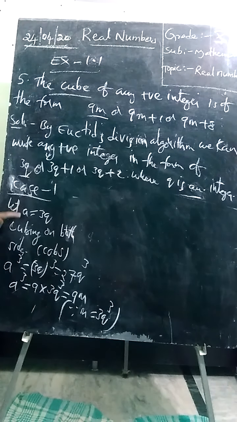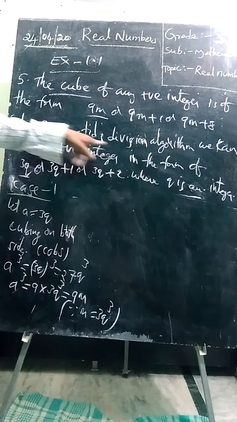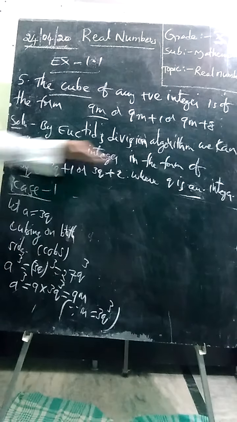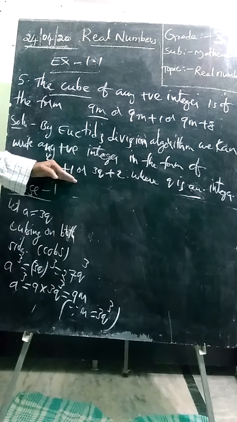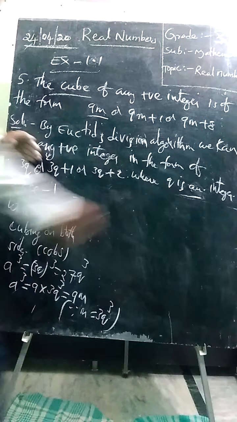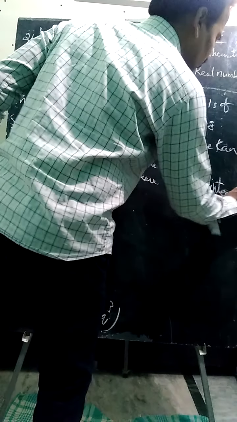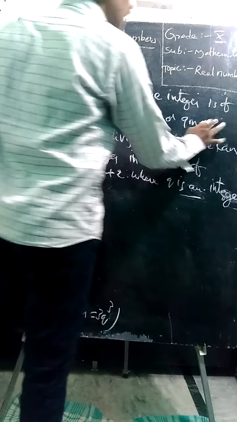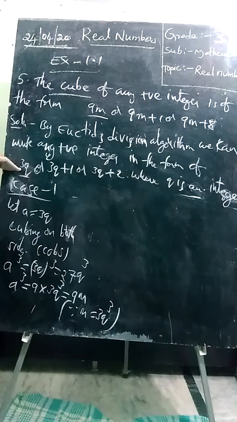Yes, students. Let us take the first form of a positive integer, which is 3q. In general, by Euclidean lemma, we can write any positive integer in the form of 3q or 3q plus 1 or 3q plus 2, where q is an integer. Why 3 only? Because we have to show cubing gives 9m plus 1, 9m plus 8. Better to take a multiple of 9.